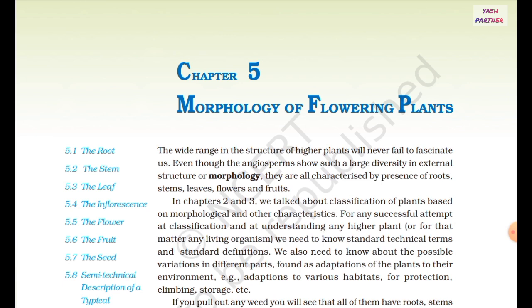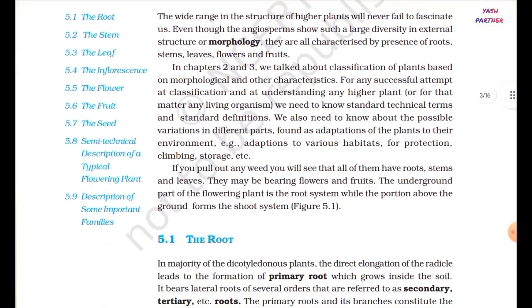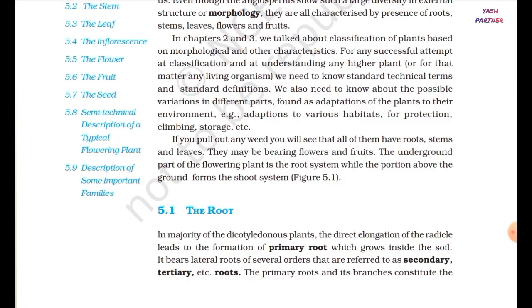In chapters 2 and 3, we talked about classification of plants based on morphological and other characteristics. For any successful attempt at classification and at understanding any higher plant, or for that matter any living organism, we need to know standard technical terms and standard definitions. We also need to know about the possible variations in different parts found as adaptations of the plants to their environment. Example, adaptation to various habitats for protection, climbing, storage, etc.